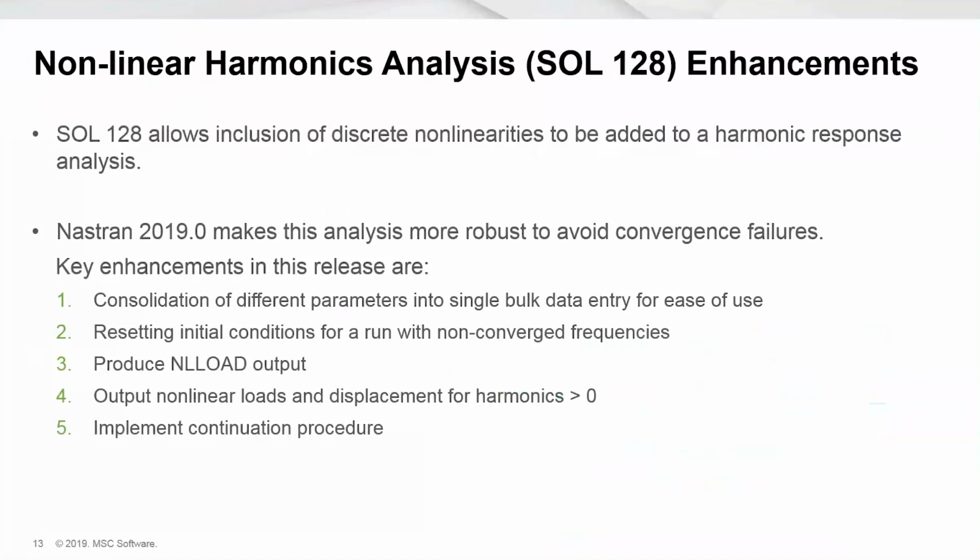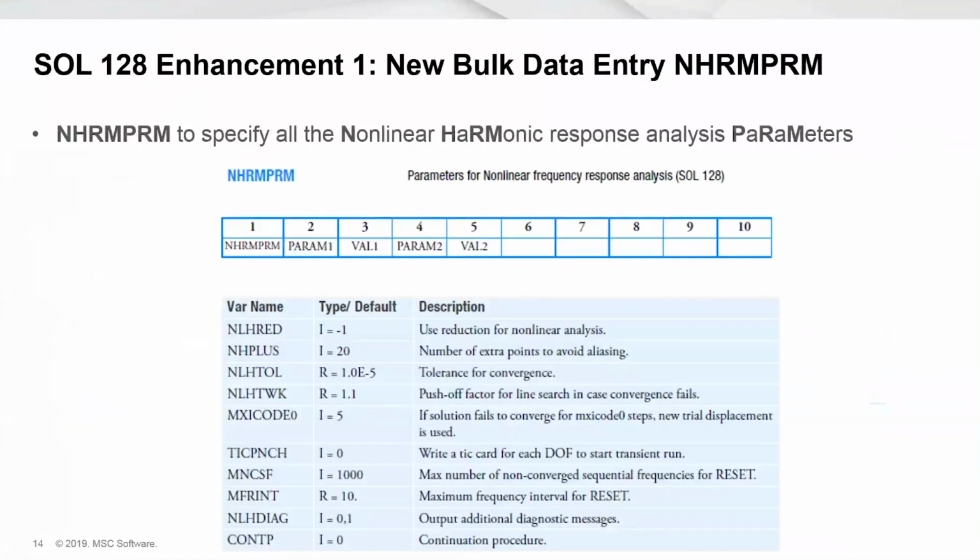So in Nastran 2019.0, we have added a lot of new enhancements in regards to SOL 128. As listed here, first one is the consolidation of different parameters into a single bulk data entry for ease of use. Second is resetting initial conditions for a run with a non-converged frequency. No load output is the third one. Fourth one is output of nonlinear loads and displacement for harmonics greater than 0, not just harmonic 0. And the last but not the least is the implementation of a continuation procedure. So I'll talk more about these in the next slide.